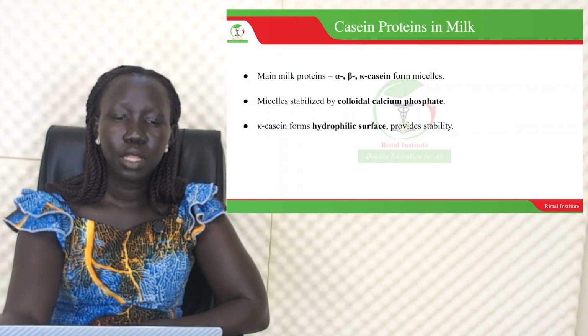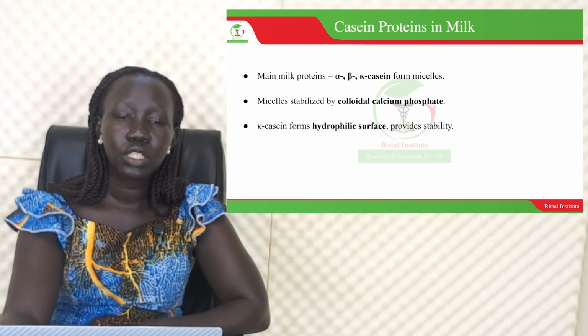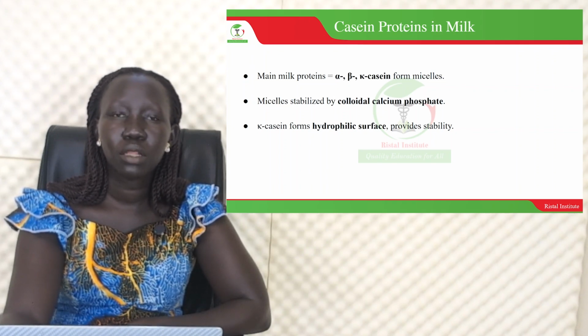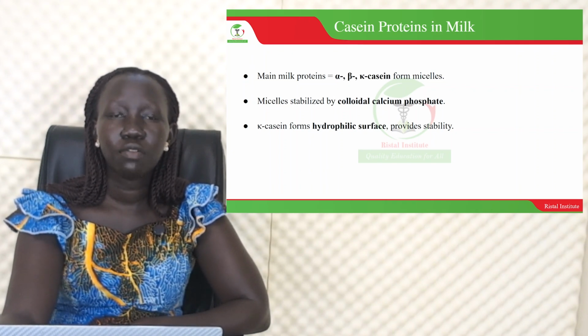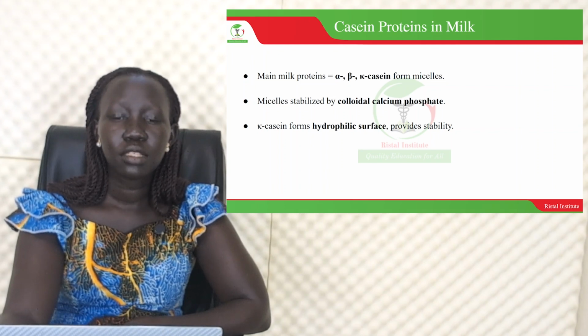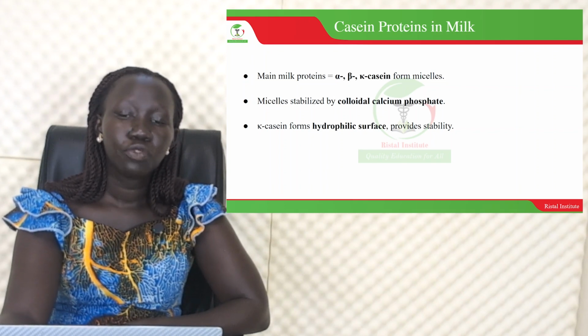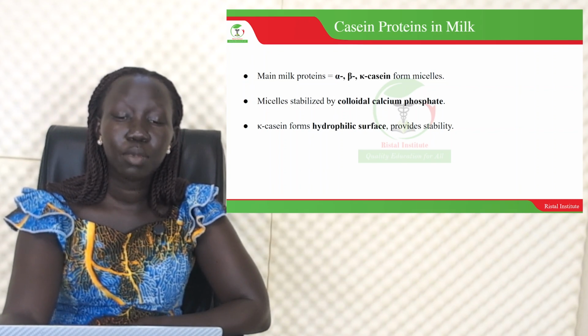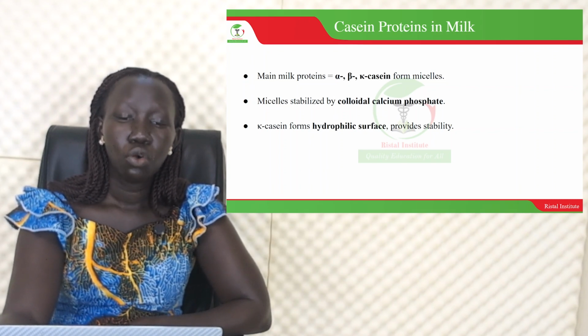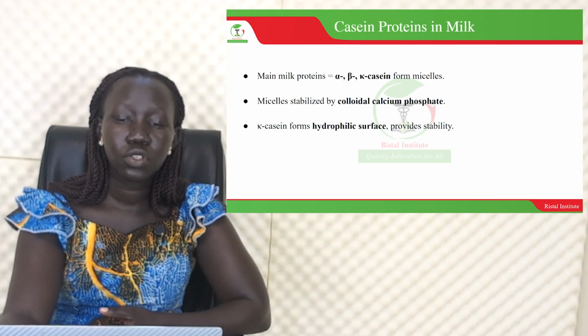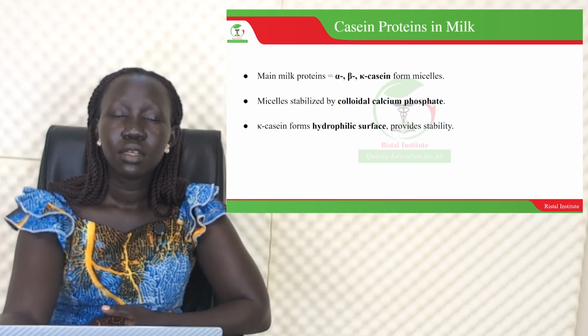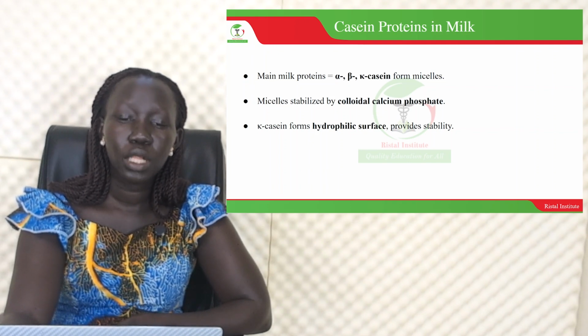Casein proteins in milk. We already talked about casein when we were talking about milk proteins. This is the main milk protein. It has alpha casein, beta casein, and kappa casein, and it forms micelles. The micelles can be stabilized by colloidal calcium phosphate. The kappa casein forms a hydrophilic surface, and that provides stability to the milk.